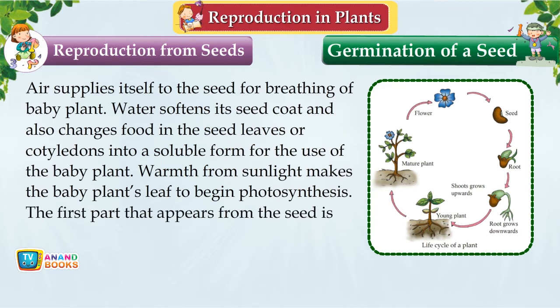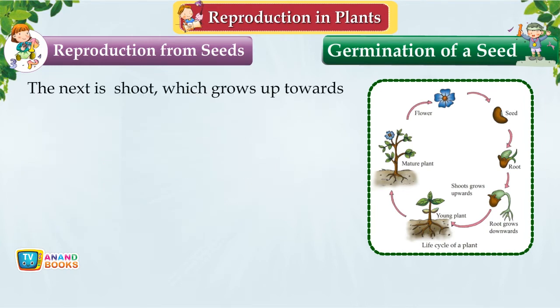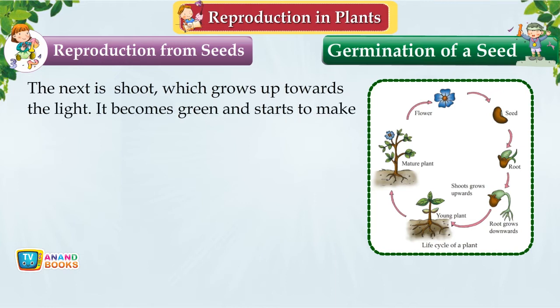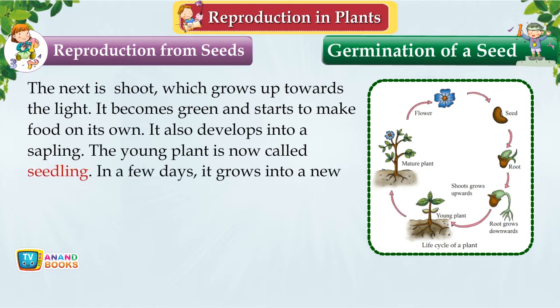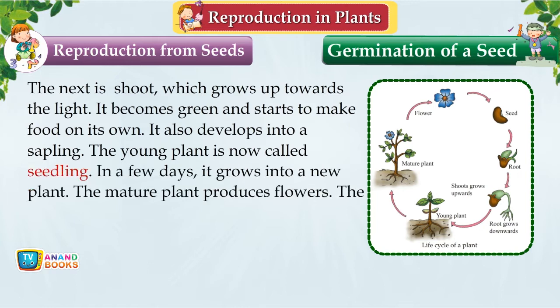The first part that appears from the seed is the root, which soon bears root hair. The next is the shoot, which grows up towards the light. It becomes green and starts to make food on its own. It also develops into a sapling. The young plant is now called a seedling. In a few days, it grows into a new plant.